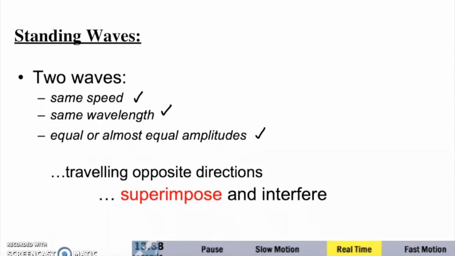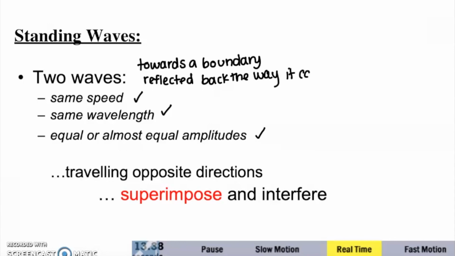Now, where are these two waves coming from? Oftentimes, it is going to be a wave that is going towards a boundary, bouncing off of that boundary, maybe inverting itself if it's a fixed boundary, or bouncing back just the same if it's a loose boundary. And then it's going to be reflected back the way it came. So you have a wave traveling towards the boundary and a wave traveling back from the boundary. And those two waves are going to interfere as long as they're at the same speed, wavelength, amplitude, and of course opposite directions. They could interfere into what we call a standing wave.